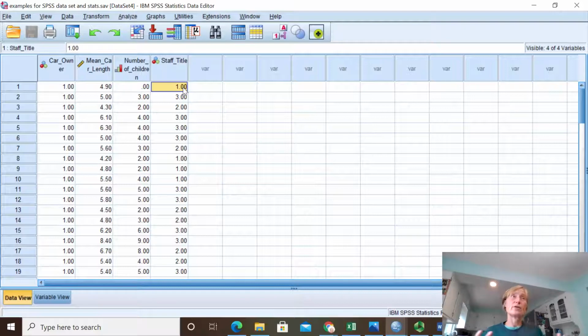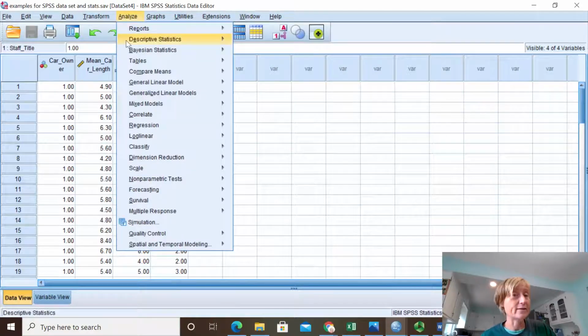And I want to compare the means of these three groups. What's the mean car length for the tenure tracks versus the affiliates versus the general staff, right? And I want to do a statistical test to compare the means of three groups. Now, I've done a statistical test to compare the means of two groups. I did a t-test. What would I do to compare the means of three groups? We do an analysis of variance, or an ANOVA.